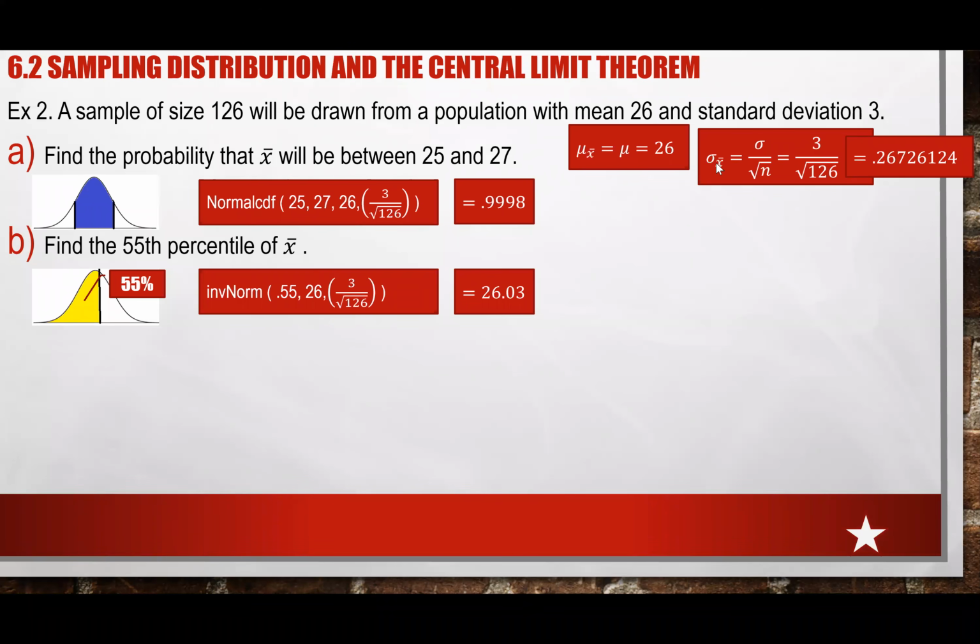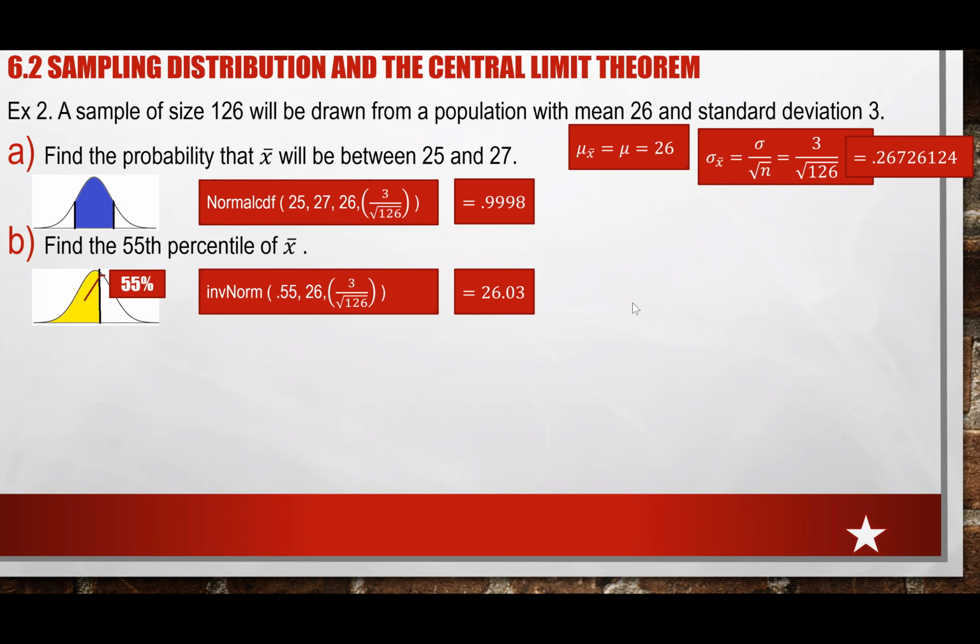This thing here tells you the sample standard deviation, or not really sample standard deviation, because the sample standard deviation is the S. This is basically the standard error, I should say. Sigma with the X bar here is the standard error. And to find this is this thing here. So basically your standard deviation is 3. That's your population standard deviation, and your N is the sample size. So the standard error is this notation. And to find it, you need to take 3 divided by square root of 126.